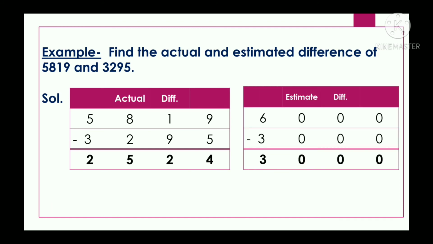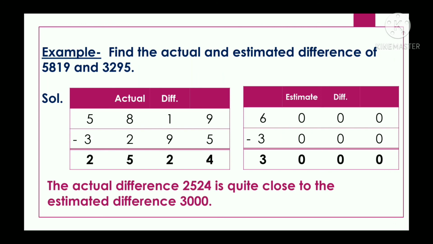Now we have to find out estimated difference. So for estimated difference, first we have to round off to the nearest 1000 because it is a 4-digit number. So for 5,819 we get 6,000 as the rounded to the nearest thousand, and 3,295 we get 3,000 as rounded to the nearest thousand. Now after subtracting we get estimated difference, which is 3,000. Now we can see the actual difference 2,524 is quite close to the estimated difference, which is 3,000.